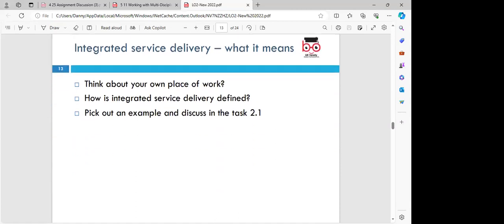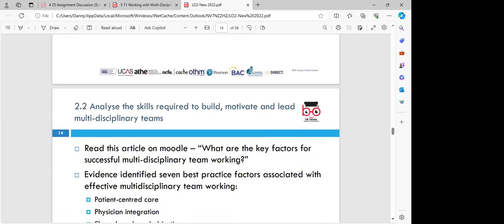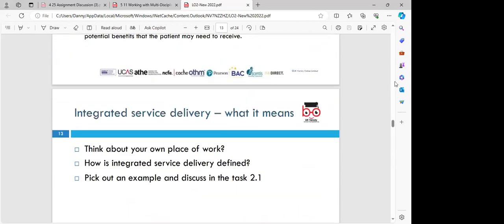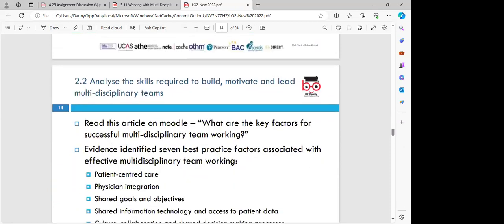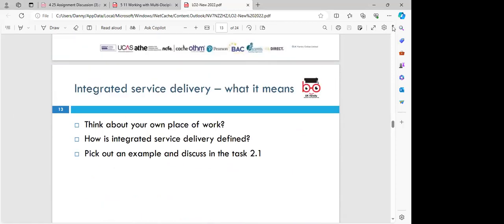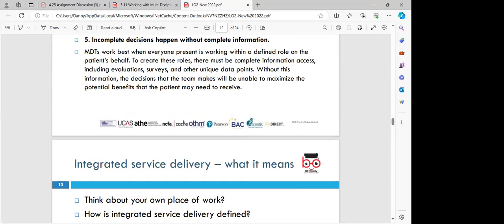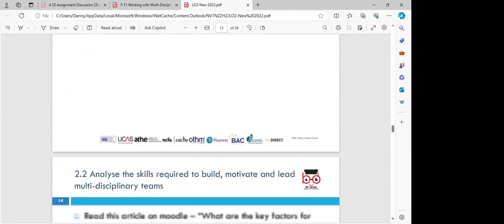What does it mean? Okay, so we would, you have to think about our workplace, and let's move on. So let's pick the task 2.1 to define integrated. Okay. So 2.2, integrated service delivery. What does this mean? Think about your own place of work. How is integrated service delivery defined? Pick up an example and discuss the task 2.1. Okay, so we just mentioned that, and then we are moving to 2.2.